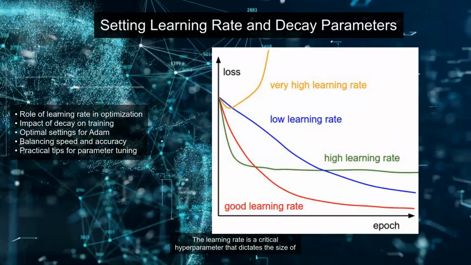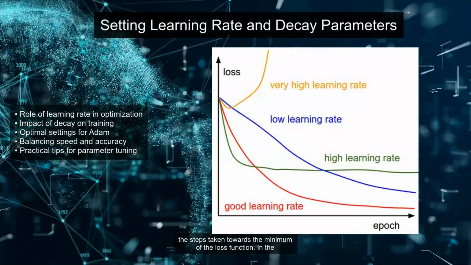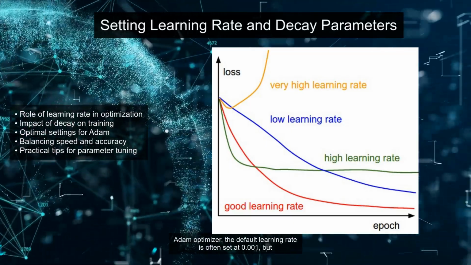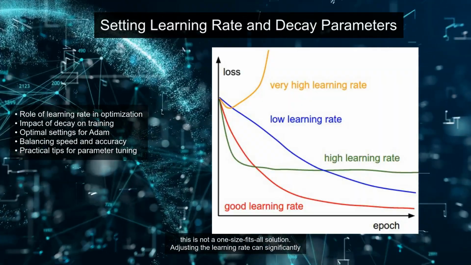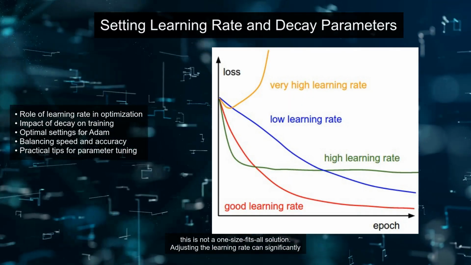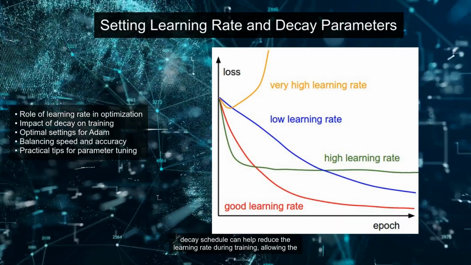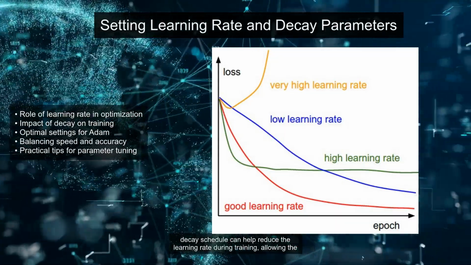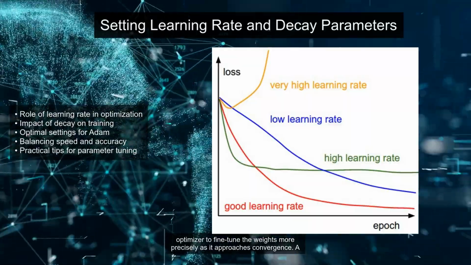The learning rate is a critical hyperparameter that dictates the size of the steps taken towards the minimum of the loss function. In the Atom Optimizer, the default learning rate is often set at 0.001, but this is not a one-size-fits-all solution. Adjusting the learning rate can significantly impact the convergence speed and final accuracy of your model. Implementing a decay schedule can help reduce the learning rate during training, allowing the optimizer to fine-tune the weights more precisely as it approaches convergence.